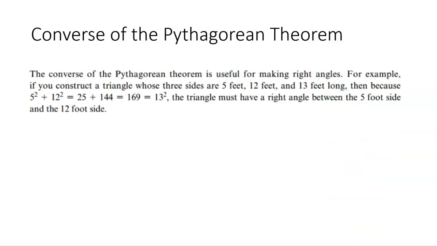So the converse is useful for making right angles. If you construct a triangle and you've got three sides and they're 5, 12, and 13, then because this is true, 5 squared plus 12 squared equals 169, which is 13 squared, there must be a right angle between 5 and 12 feet.